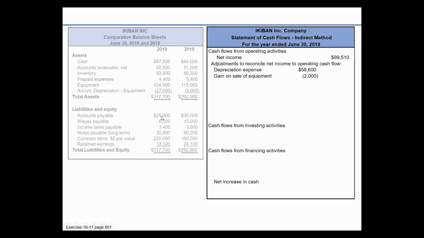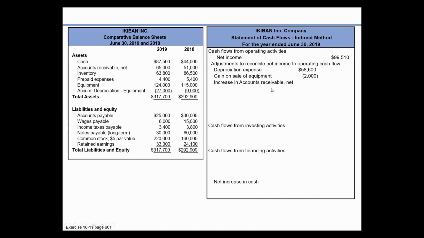And then if we look at the balance sheet, we have an increase in accounts receivable, net. And again, you can just look at that. You can look at 19, look at 18, and the difference is 14,000. So we would reduce that because those sales are going to be included up in this net income, but we haven't received the cash yet for it.